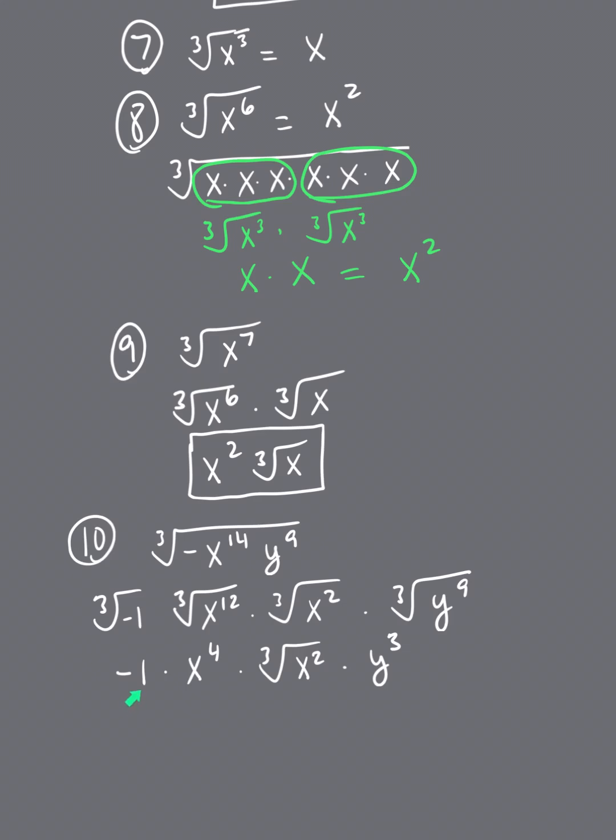Now in standard form, we would write everything that we took out of the radical and then the radical last. So we'll rewrite this. We'll take our negative 1 and then our x to the 4th times y to the 3rd, and then we'll multiply that times the cube root of x squared for our final answer.